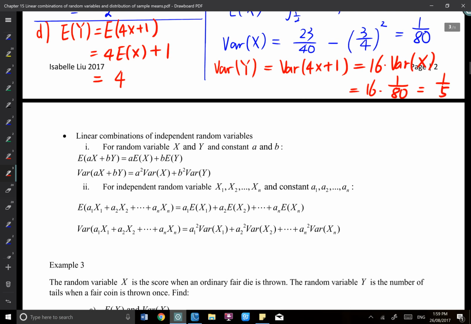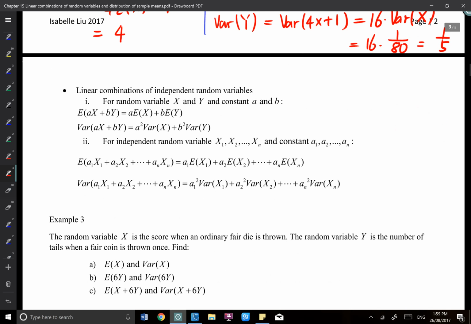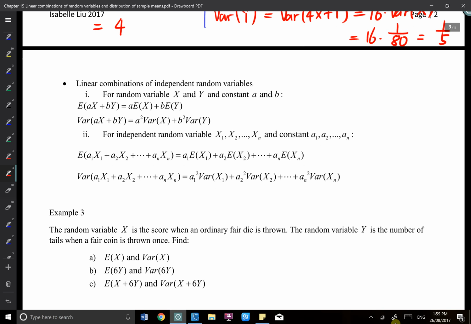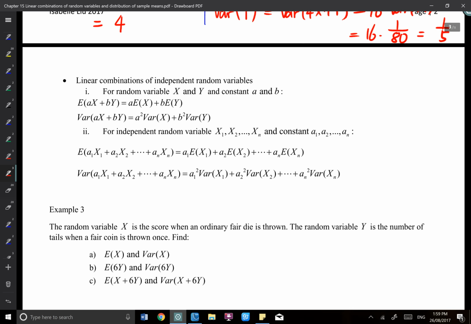Okay, next one. Before, we talked about only one random variable, like expected x or expected y. Now we think about expected ax plus by, a combination of two random variables. For example, x follows a distribution and y follows a distribution. I add those two together, and I want to know what the expected value is when adding them together.